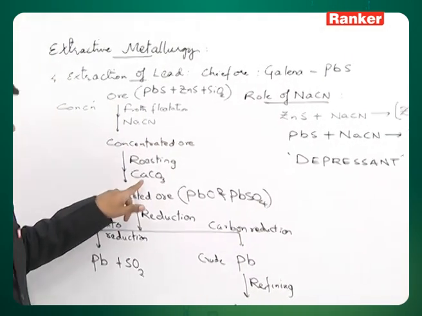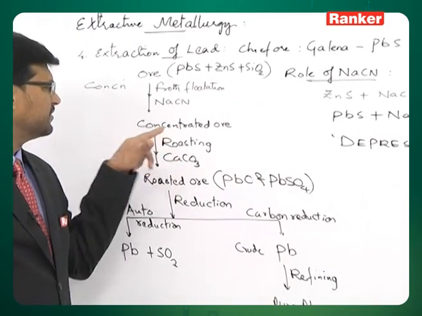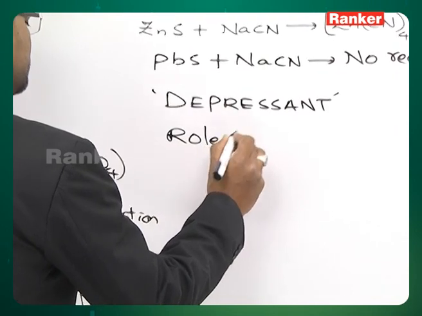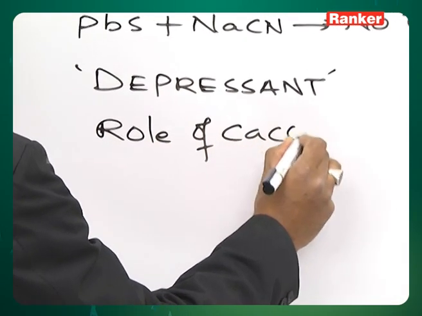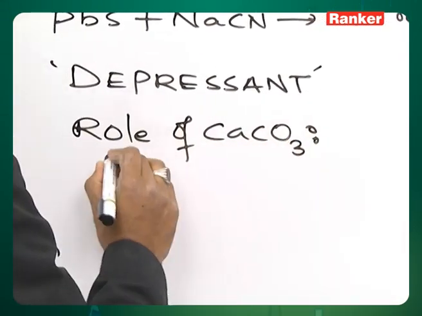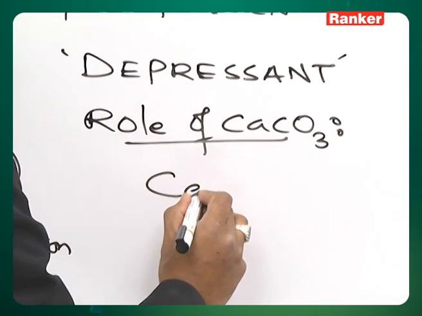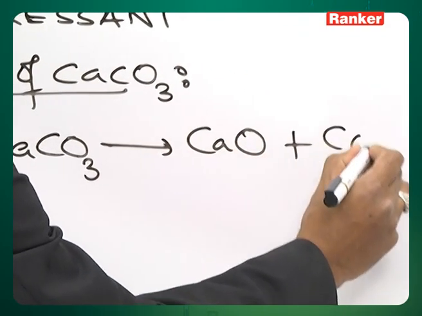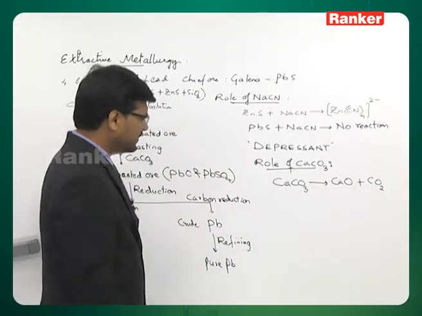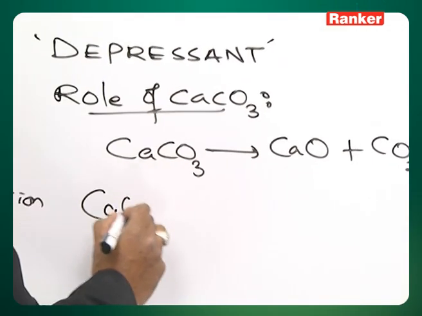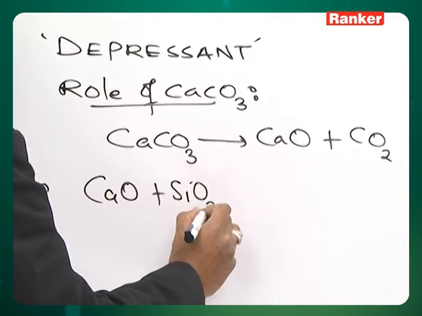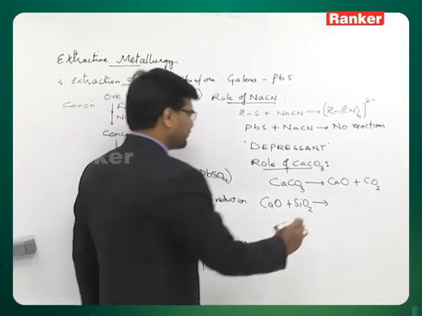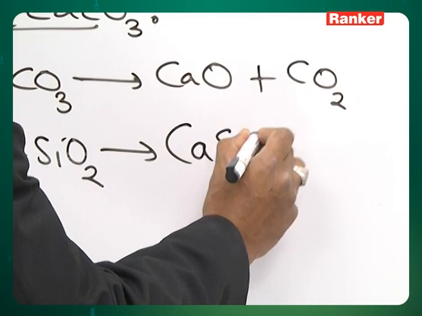Now let's talk about the role of CaCO3 during roasting. During roasting, CaCO3 decomposes to give calcium oxide and carbon dioxide. Now calcium oxide will then combine with SiO2, the gangue or matrix, and transform into a slag, CaSiO3.